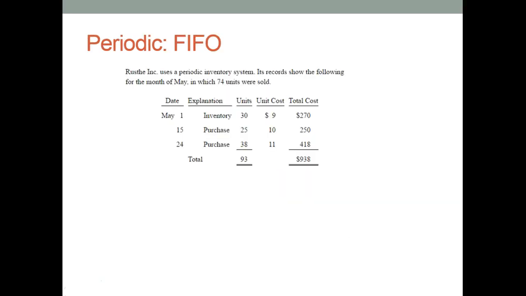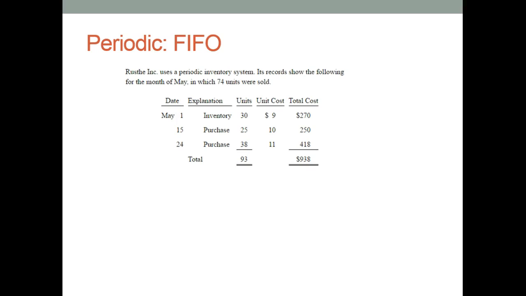All right, since that has limited application, we're going to focus on 3 different types of methods. One is called FIFO, first in, first out. One is called LIFO, last in, first out. And one is probably what maybe you thought about doing to begin with, which is an average of the costs.